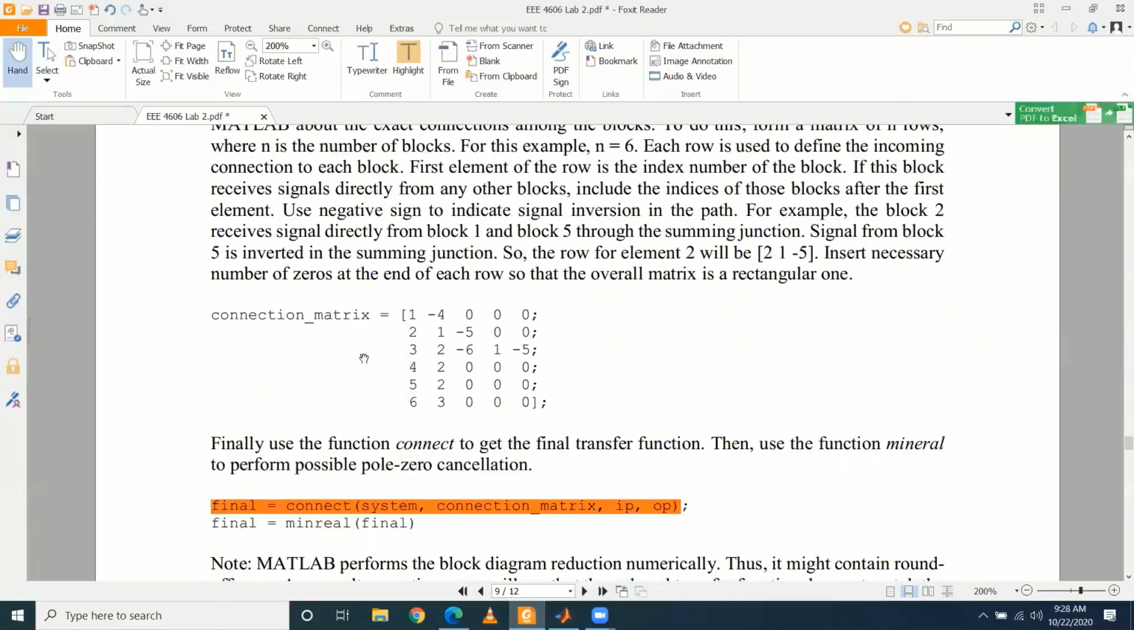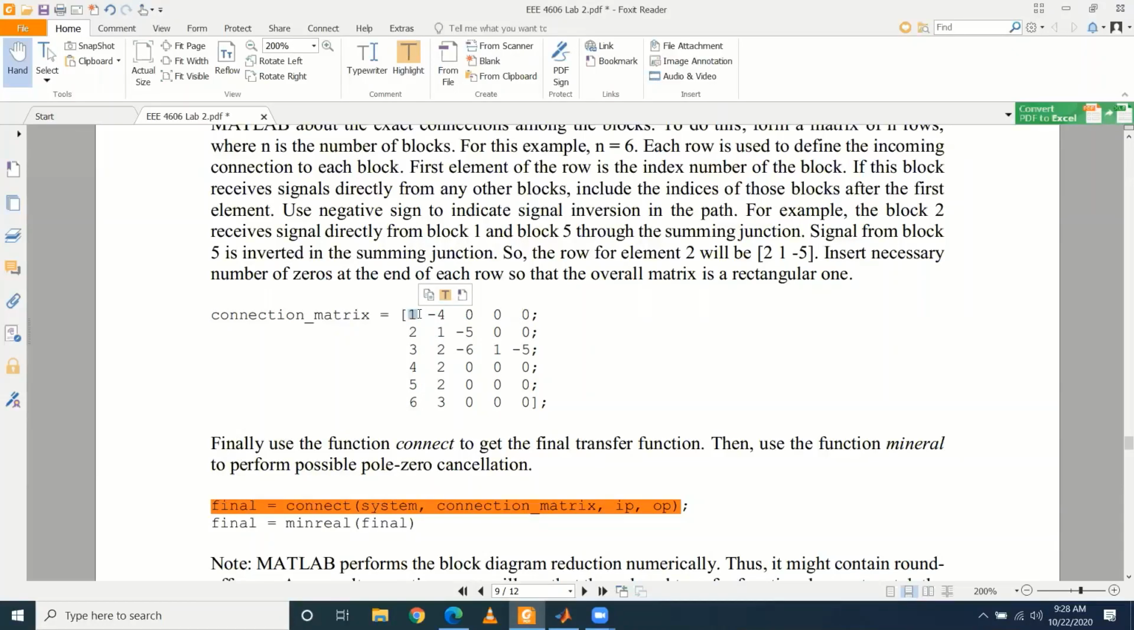Next is the main part. We have to write a connection matrix. Now this connection matrix will represent how all these 6 blocks are connected to each other, in what manner they're connected to each other. We have to do that using this connection matrix. So we have 6 blocks in this system. So for the 6 blocks, there will be 6 rows, 1, 2, 3, 4, 5, 6. And the first element of each row will be the block number, basically 1, 2, 3, 4, 5, 6. Now the first row is for block 1, the second row is for block 2, and so on, right?